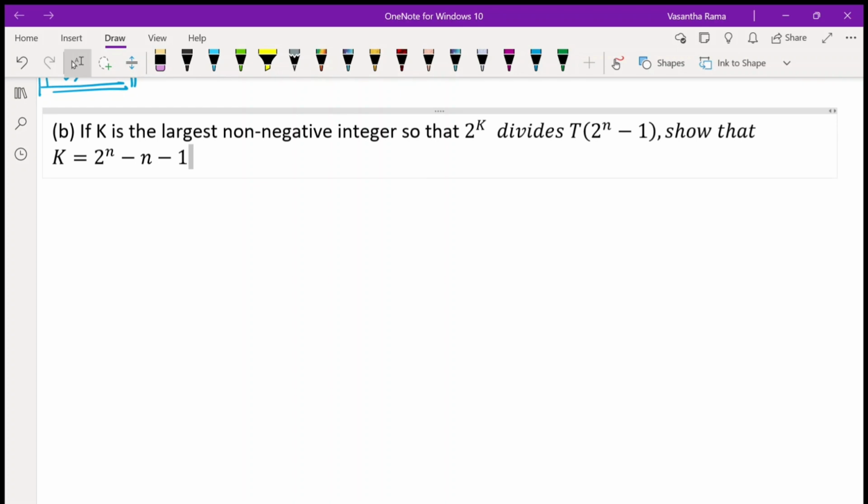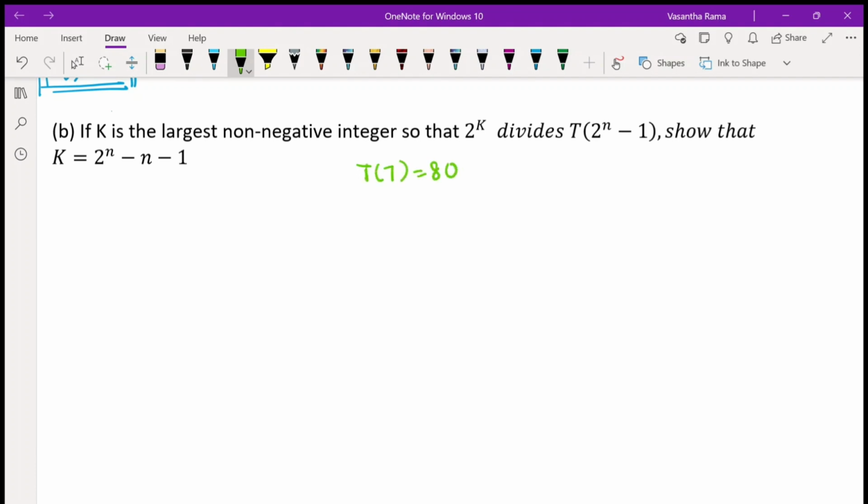So moving on, there's the next part of the question that says, if k is the largest non-negative integer so that 2 power k divides T of 2 power n minus 1, show that k is equal to 2 power n minus 1. So anyway, this information can be used to verify the answer that we got, that T of 7 is equal to 80. Now let's write T of 7 in the form of T of 2 power n minus 1. 7 can be written as 2 power n minus 1 when n is equal to 3.